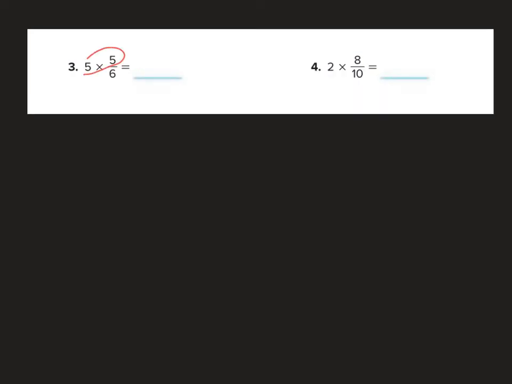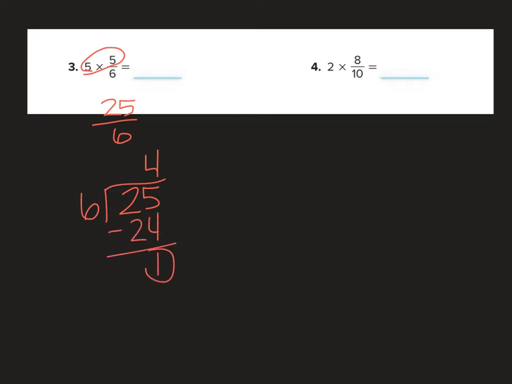Okay, 5 times 5 is 25 over 6. I'm going to do top divided by the bottom. 25 divided by 6 is 4, minus 24. 1 left over. 1/6. So 4 1/6. Okay, let's do another one.